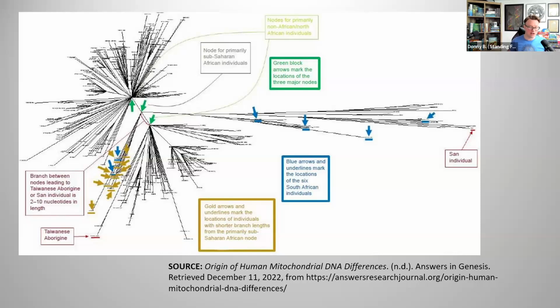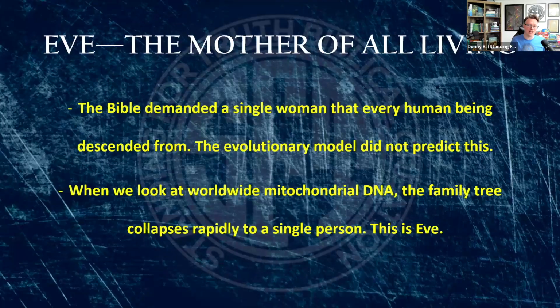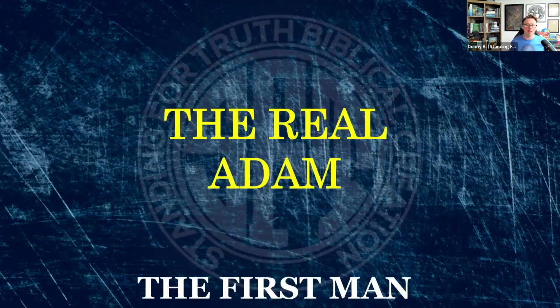You can read more about this from Dr. Nathaniel Jeanson, who has a fascinating research project where he's tracing the history of the planet. It's lining up perfectly with what the Bible says of human origins. The Bible demanded a single woman that every human being descended from. The evolutionary model did not predict this. The evolutionary model could have gone either way. There did not have to be a single woman, a single man. They just retrofitted the data to fit it in. And there are reasons why the retrofitting doesn't work. When we look at mitochondrial DNA worldwide, the family tree collapses incredibly into a single person, and this occurs rapidly.